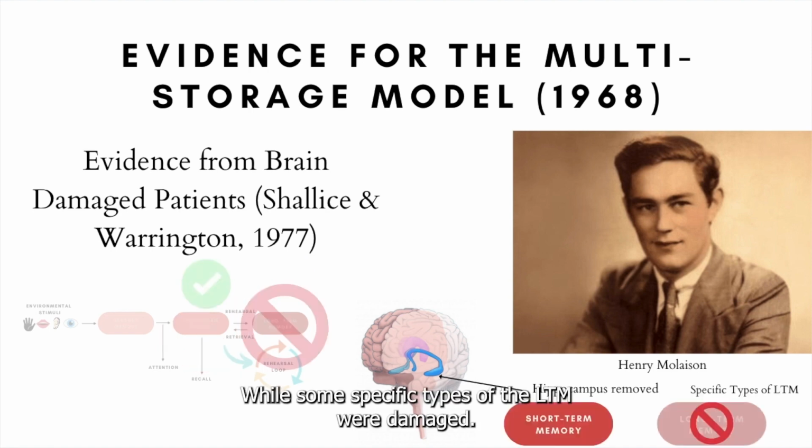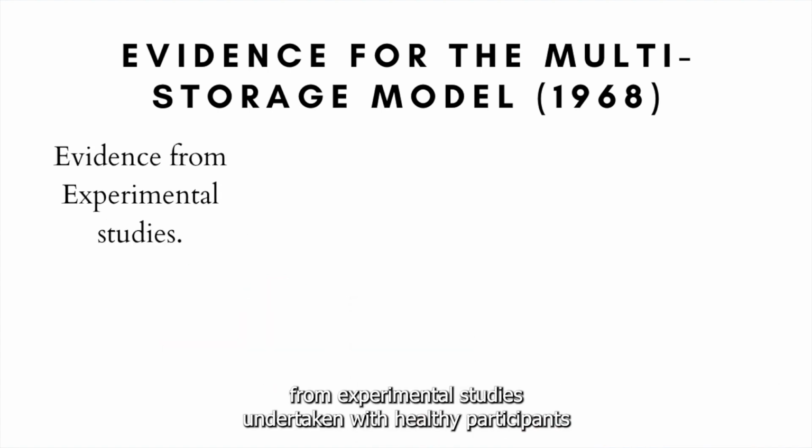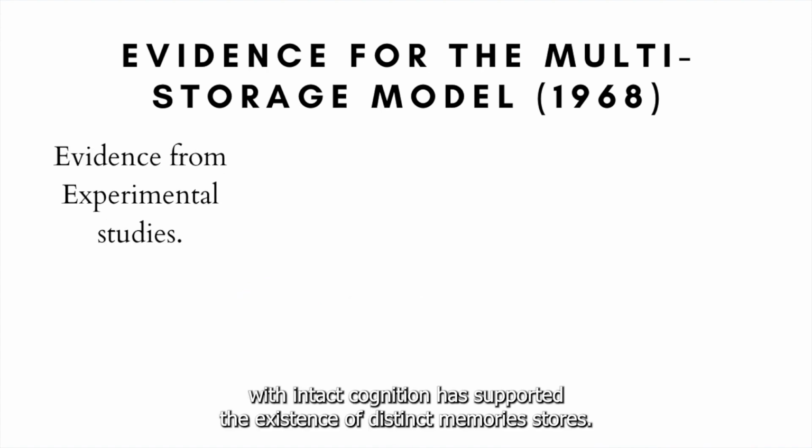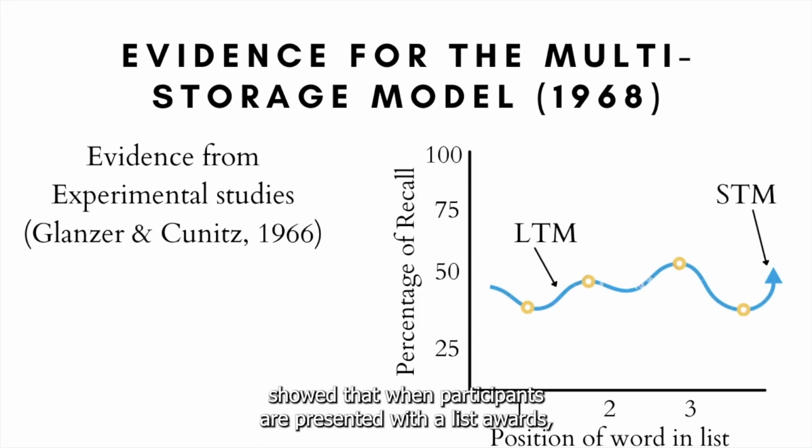Furthermore, evidence from experimental studies undertaken with healthy participants with intact cognition has supported the existence of distinct memory stores. For example, a study by Glanzer and Cunitz, undertaken in 1966, showed that when participants are presented with a list of words, they tend to remember the first few and last few words more when compared to the middle of the list.